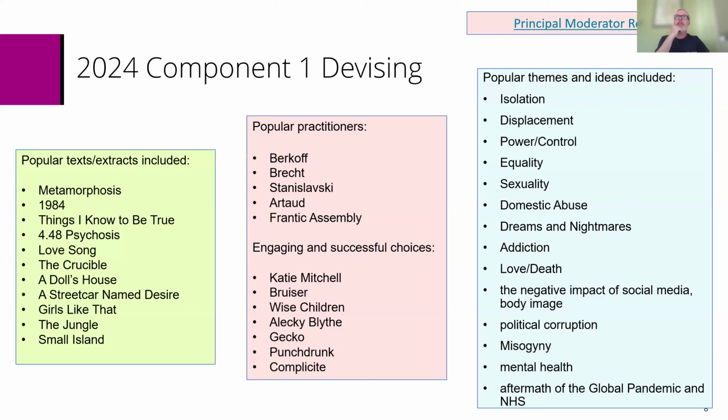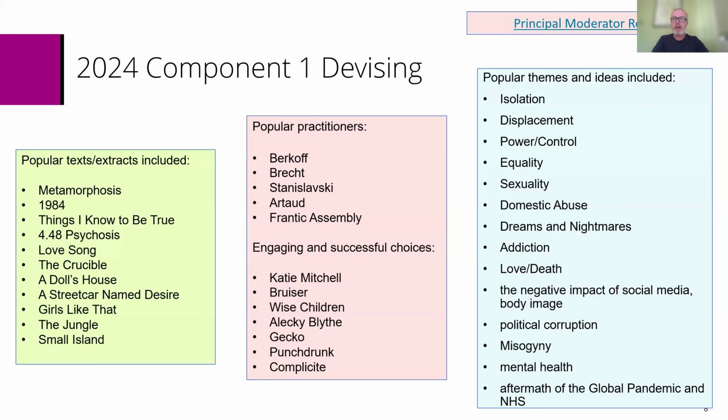And then themes and ideas, including some topical themes around displacement, political corruption, the impact of social media and body image, addiction, sexuality, so many things. And it is really interesting to see how the overall themes and ideas come out each year and what might happen this year in terms of what's happening politically, what's happening around the world. So it'd be interesting to see what students come up with.